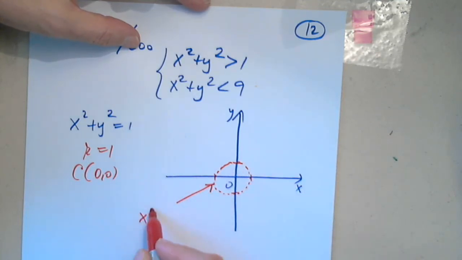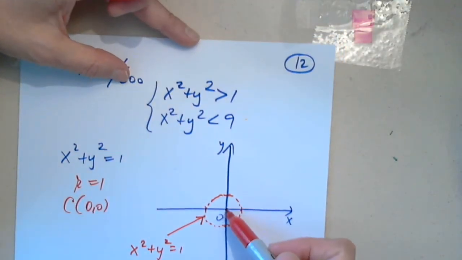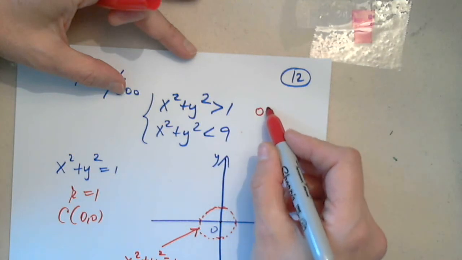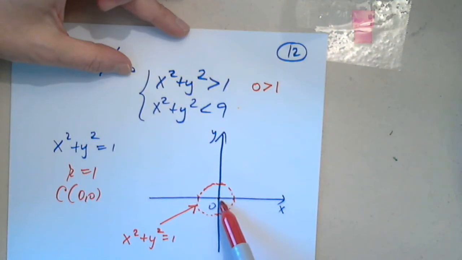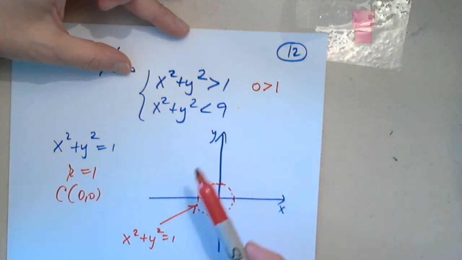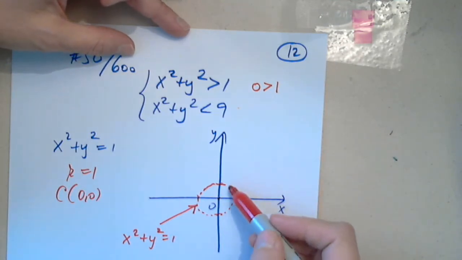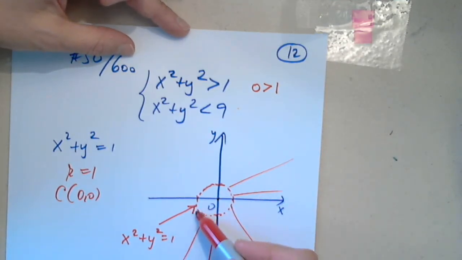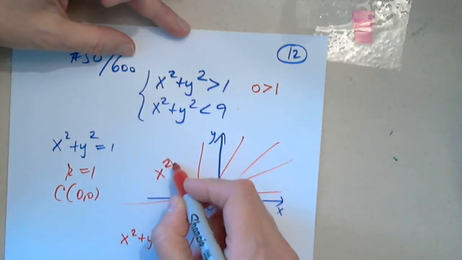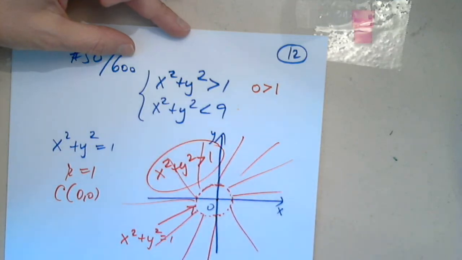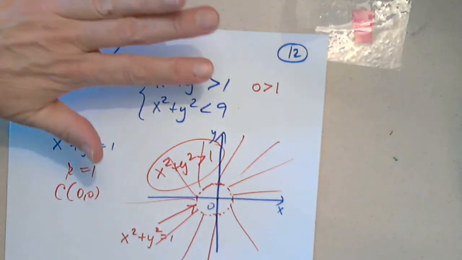This is just x squared plus y squared equals 1. I check, of course, with the origin, 0, 0. Is 0 greater than 1? If you say yes, I'll shade in the region that I checked with the point. If you say no, then I'll have to shade in the exterior. No. Excellent. All this is x squared plus y squared greater than 1. I'm completely done with the first one.